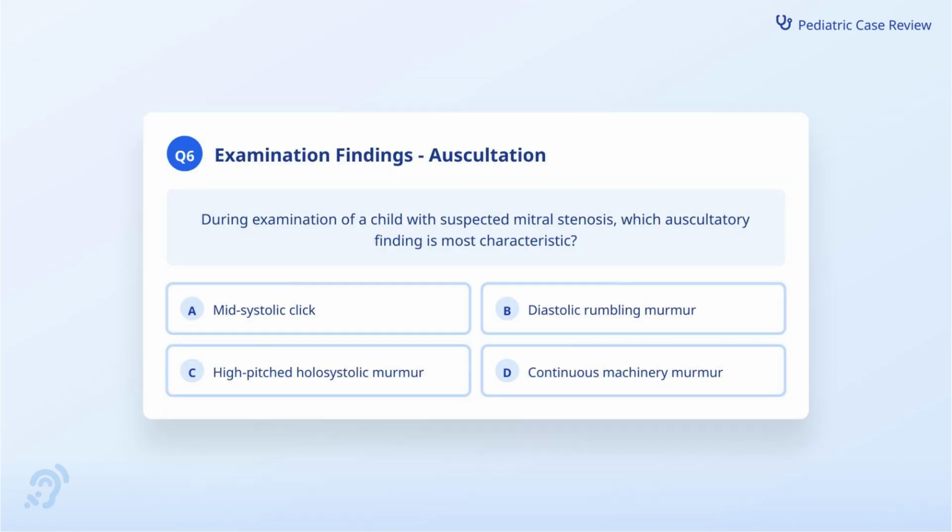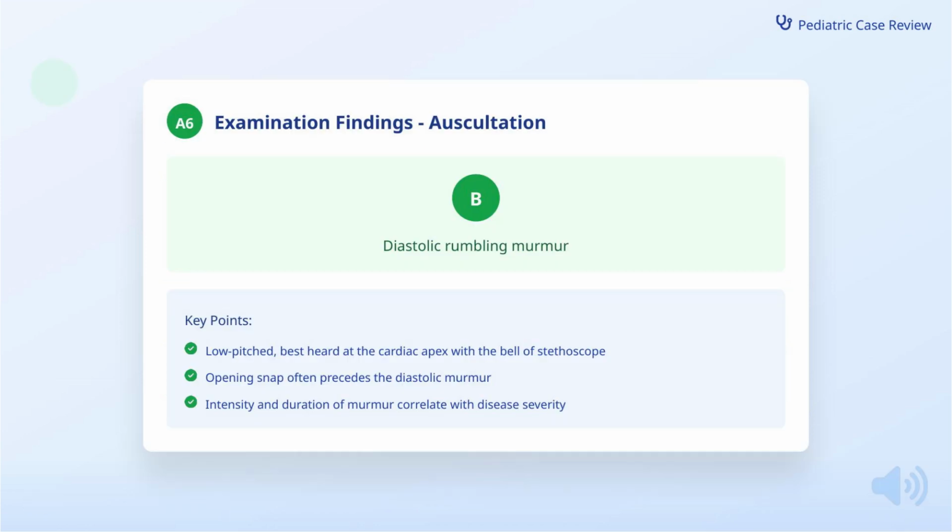During examination of a child with suspected mitral stenosis, which auscultatory finding is most characteristic? Option A, mid-systolic click. Option B, diastolic rumbling murmur. Option C, high-pitched holosystolic murmur. Option D, continuous machinery murmur. Consider the timing and quality of murmurs associated with different valvular heart conditions. The correct answer is B, diastolic rumbling murmur.